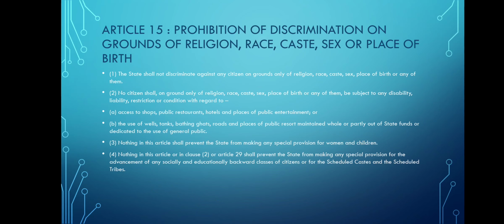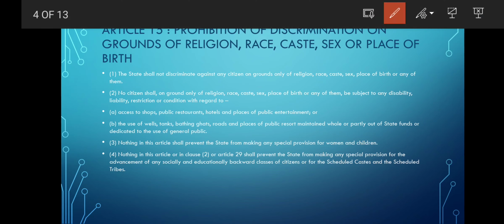So let's see Article 15. Article 15 says prohibition of discrimination on the ground of religion, race, caste, sex, or place of birth. Here I have written it as per the Indian Constitution. The explanation of this is that no citizen shall be discriminated against based on these criteria, that is, religion, race, caste, sex, or place of birth.